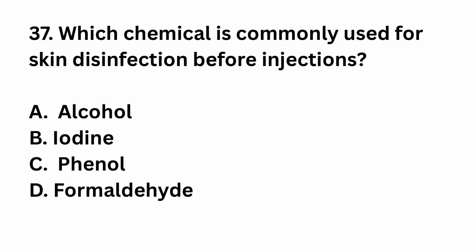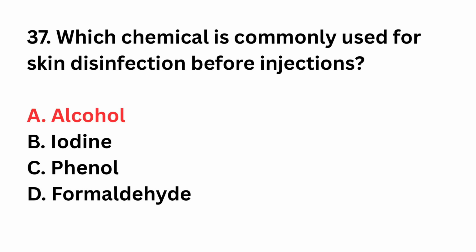Question number 37. Which chemical is commonly used for skin disinfection before injections? Alcohol, iodine, phenol, formaldehyde. The right answer is option A, alcohol. Alcohol acts rapidly and is commonly used as skin antisepsis.